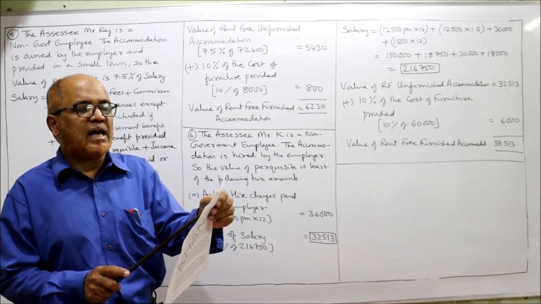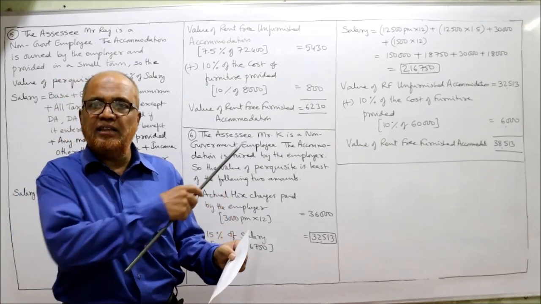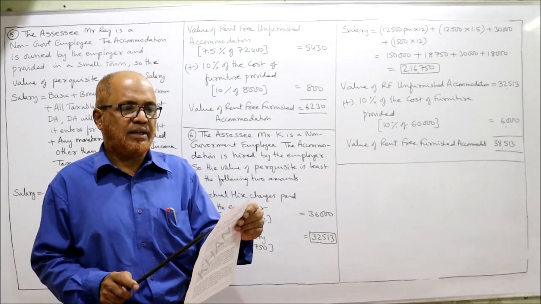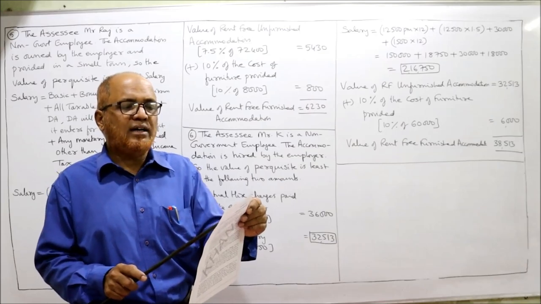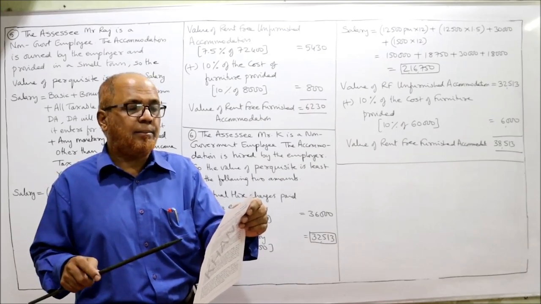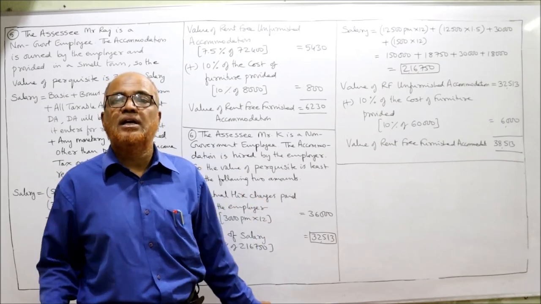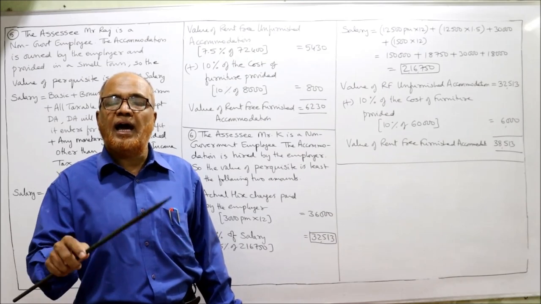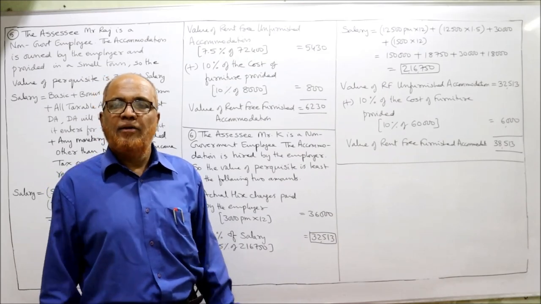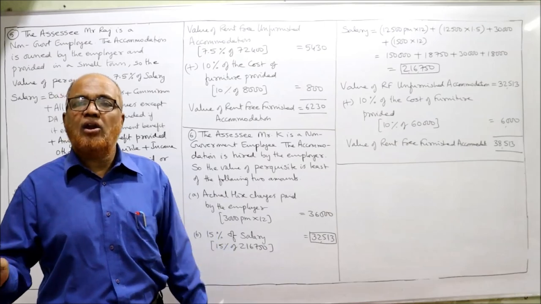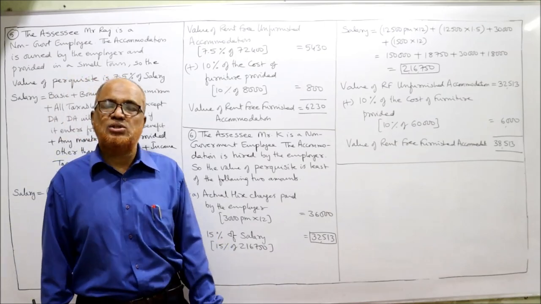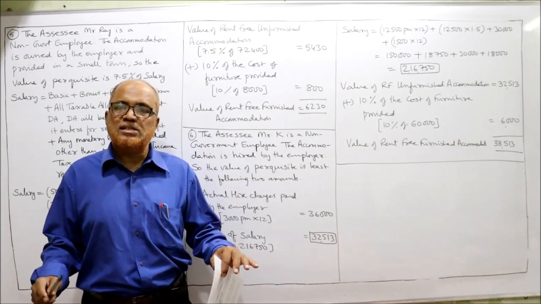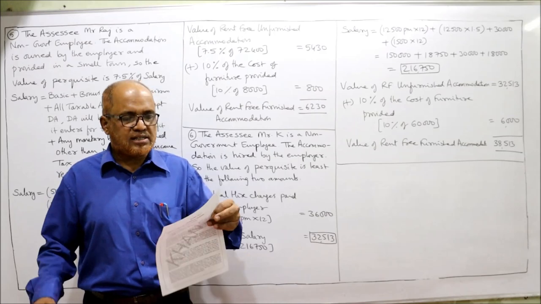Bonus is 1.5 month's basic salary. So bonus will be taken in the term salary. CCA is fully taxable. Lunch allowance is fully taxable. He is provided with rent-free accommodation which is hired by the company on a monthly rent of 3,000 per month. This is the first problem where the employee is a non-government employee and the accommodation is hired. When the accommodation is hired, we are not concerned with the size of the population. For small, medium or big city, the provisions are the same.